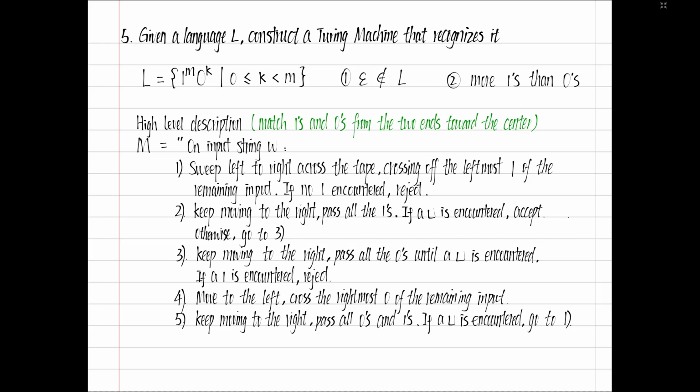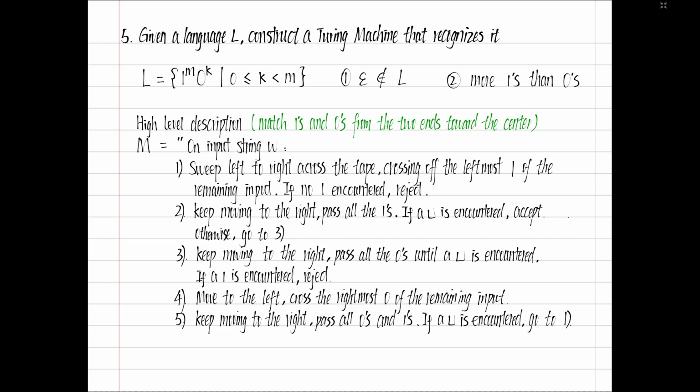We now describe this idea more formally and in more detail, but still in English. This is called a high-level description of a Turing machine. So, M equals, on input w: First, sweep left to right across the tape. Replace the leftmost one of the remaining input with the blank symbol. If no 1 is encountered, reject. Second, keep moving to the right, pass all the ones. If a blank symbol is encountered, accept. Otherwise, go to step 3.